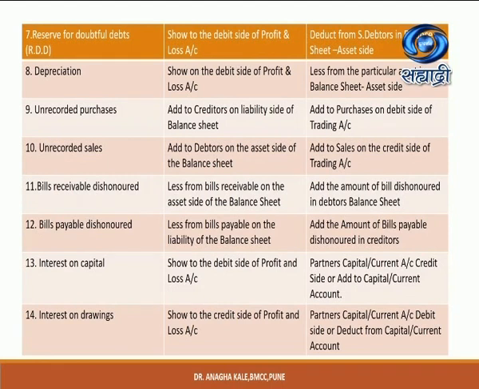Then unrecorded sales, the same as unrecorded purchases. These unrecorded sales we have to show in debtors as well as in sales. We'll be adding the amount into the debtors which are shown on the asset side, that is the first effect, and the second effect will be adding it in sales which are shown on the credit side of the trading account. Bills receivable dishonored.